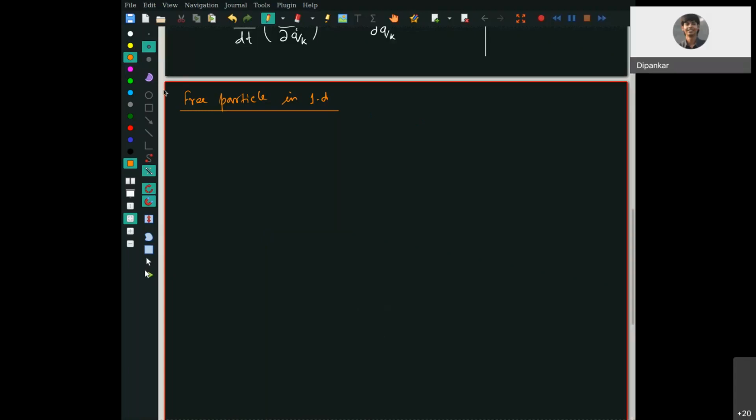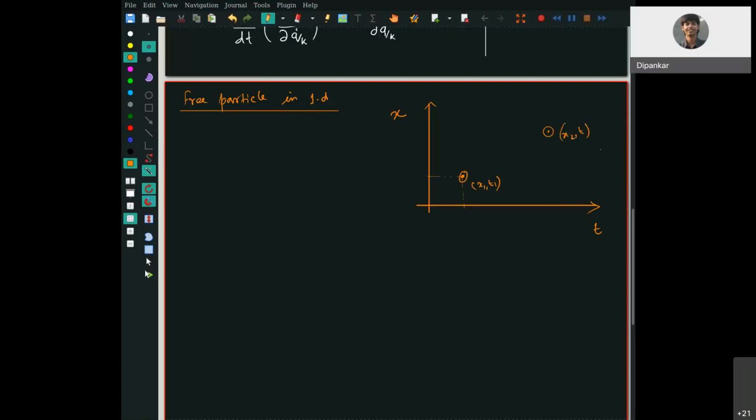If I try to draw its trajectory in x space, let's say this is my x, and this is my t, and let's say it has a velocity of v0, whatever that is. At t equals t1, the particle was here. This is my x1, t1, and at t equals t2 the particle would be here. That is my x2, t2.